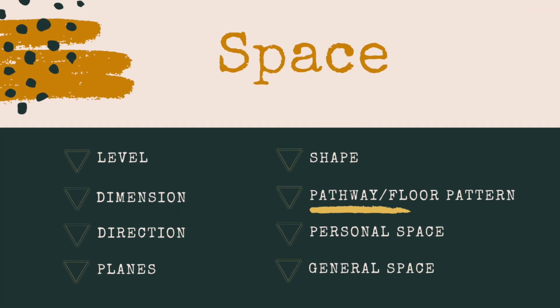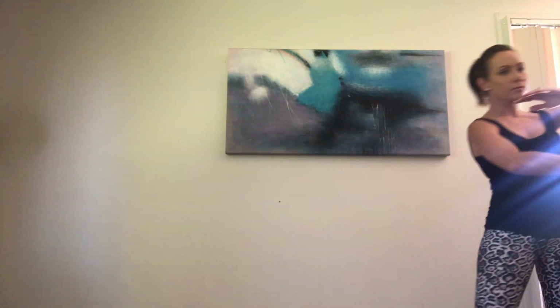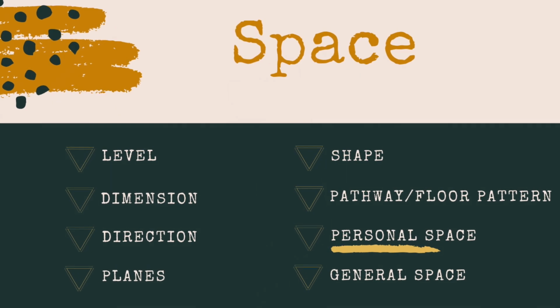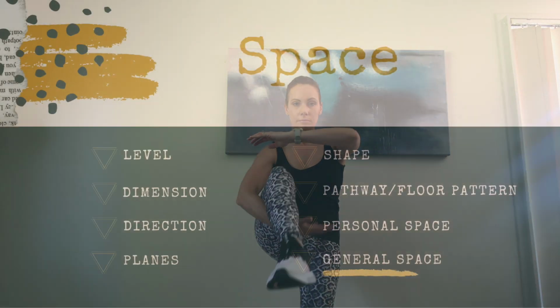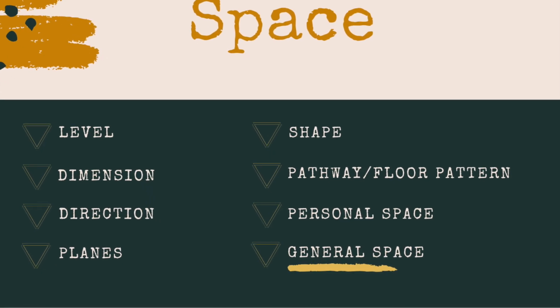Pathways or floor patterns. The movement can be performed in the space using a straight, curved, zigzag, spiral or circular pattern as they are travelling whilst performing the movement. Personal space. The space around the dancer's body can change whilst performing the movement. And performance space. The movement can be performed in different areas of the stage space.